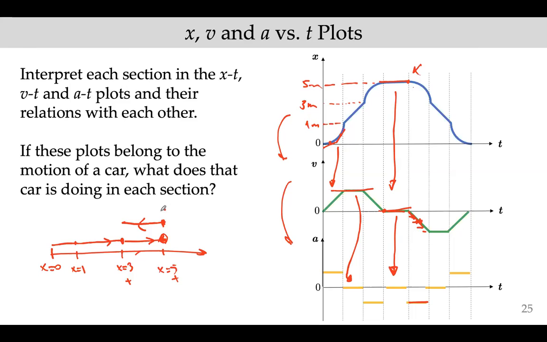So you were stopping here and then you started moving in the negative direction. That means your acceleration here is in this direction. And then you can interpret the other ones as well.